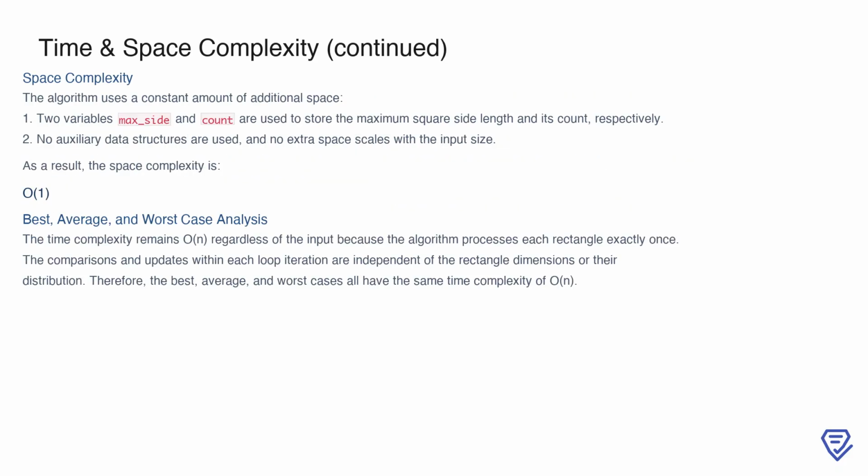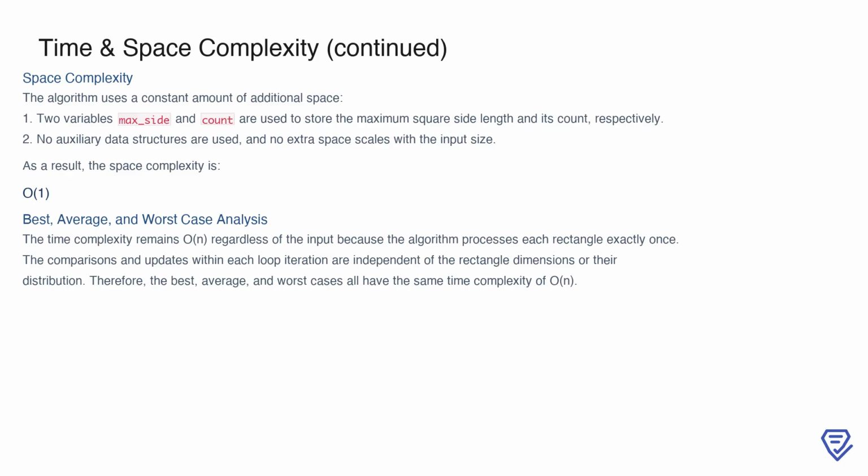Now, let's analyze the space complexity of this solution. The algorithm uses only a constant amount of additional space throughout its execution. Specifically, it maintains 2 integer variables, max_side, to track the largest square side length, and count, to keep track of how many rectangles can form squares of that size. Beyond these 2 variables, no other data structures or auxiliary space are used, and the memory usage does not depend on the size of the input list.